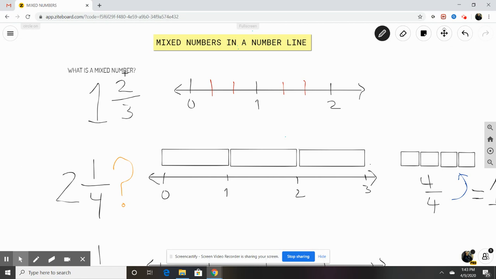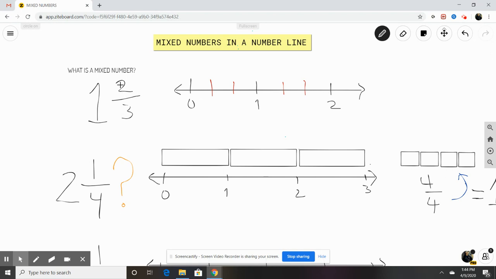So we don't have two, we have more than one, but less than two. And we're going to work on a number line. When you learn how to count and how to put numbers on a number line, you know that every space in the number line represents a whole number. So if you go from 0 to 1, that's one whole. From 1 to 2 represents two wholes.